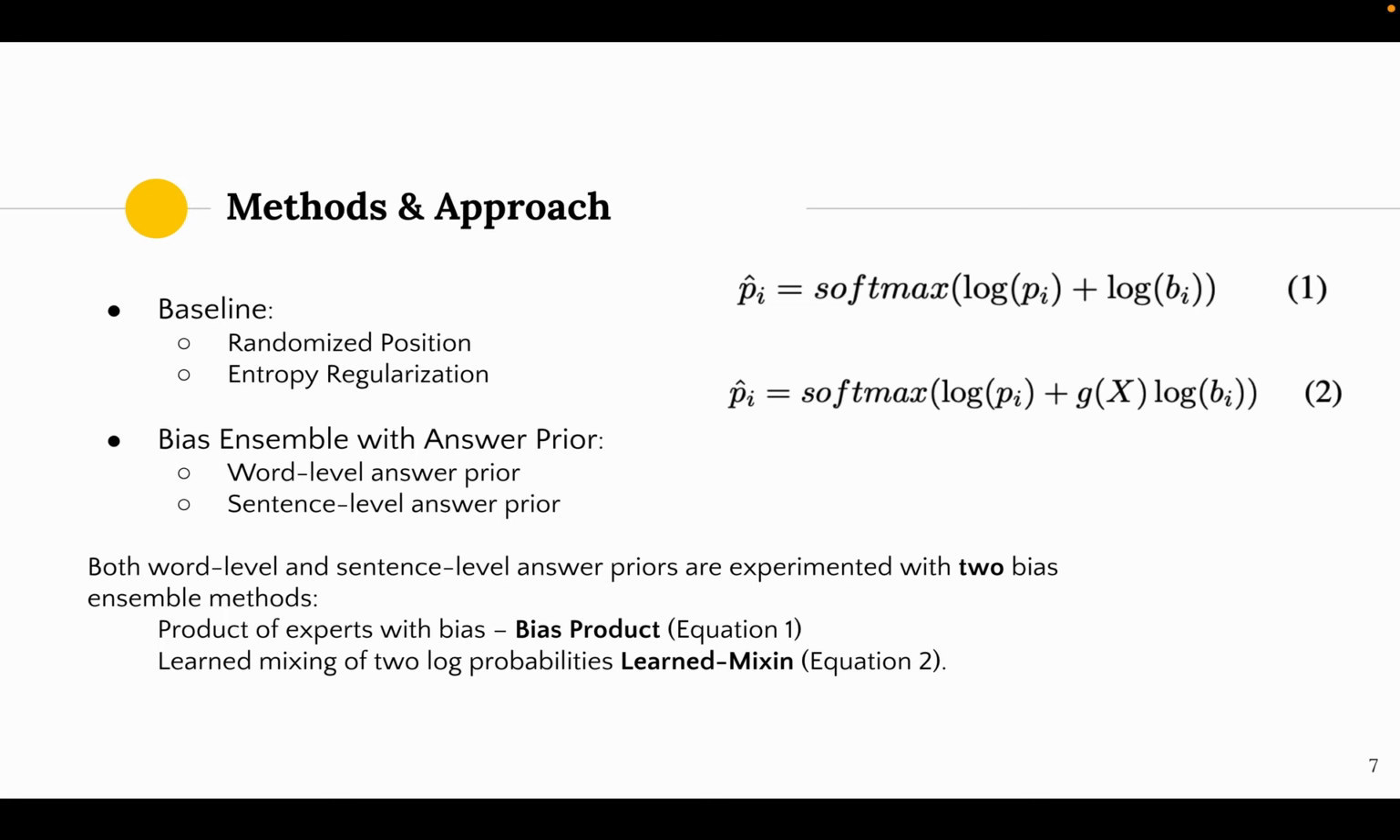And we should also mention that both word level and sentence level answer priors are experimented with 2 bias ensemble methods, product of experts with bias, which is called bias product, and learning mixing of 2 log probabilities, learned mixing. And you can see the respective pictures on the right hand side.